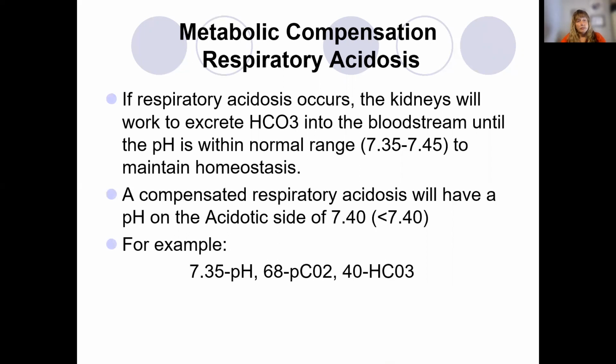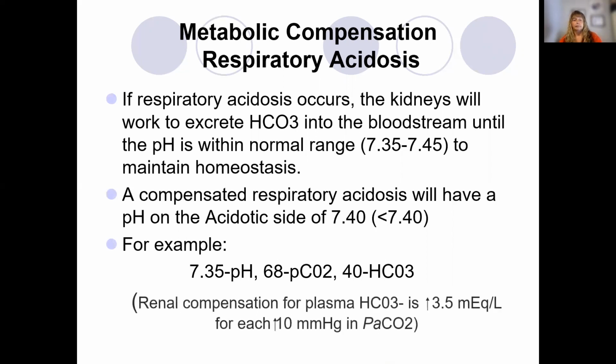That PCO2 is still high at 68. So there's a lot of acid, but the bicarbonate has kicked up and it's now 40. So it's balancing it out. It's compensating for the respiratory acidosis. Renal compensation for a plasma bicarbonate is up to 3.5 milliequivalents for each increase of 10 torr in the PaCO2. So that is what you should see with a metabolic compensation.